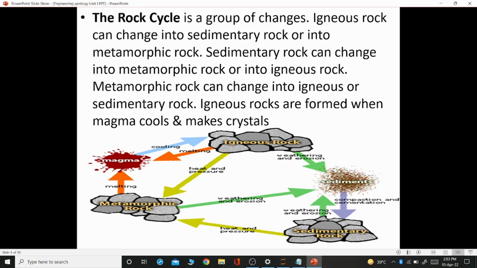Now next is the rock cycle. Rock cycle is a group of changes. Igneous rocks can change to sedimentary, and sedimentary can change into metamorphic rock. These are the types of rocks. A metamorphic rock can again change to igneous rocks, and it can also change to sedimentary rock. Igneous rocks are formed when magma cools and makes crystals.